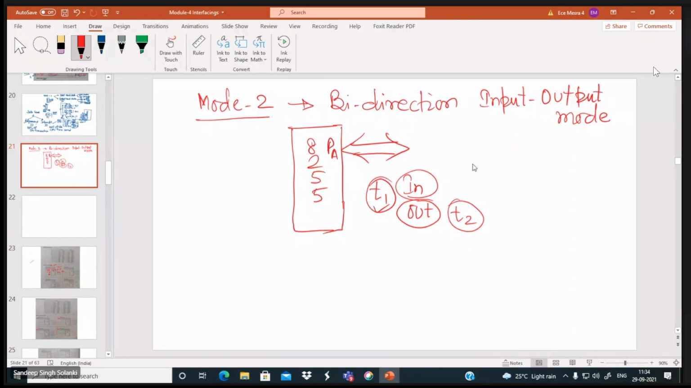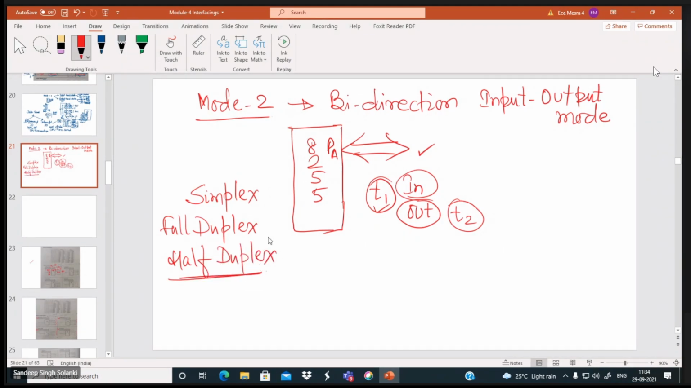You know, there are different modes of communication. Have you heard of these names? Yes, sir. Simplex, duplex, and half duplex. So which mode is it? Half duplex. It is half duplex. So it's a very clear example of half duplex. Please remember that.